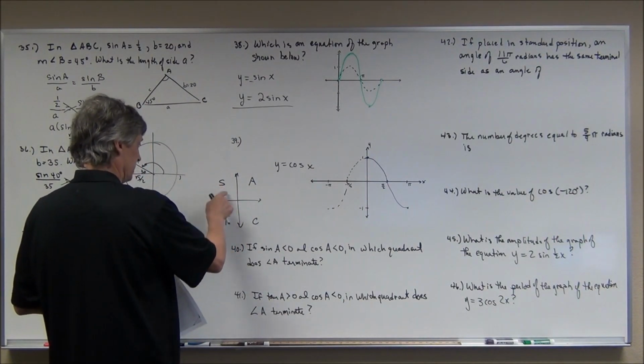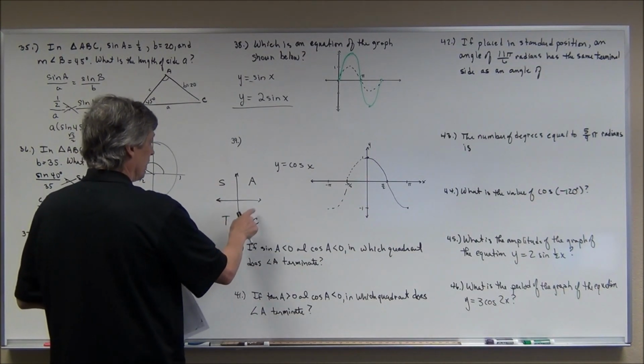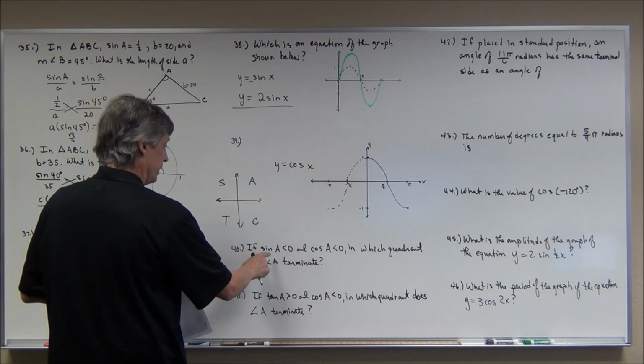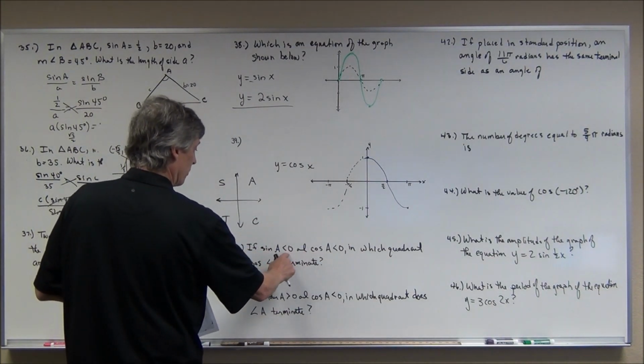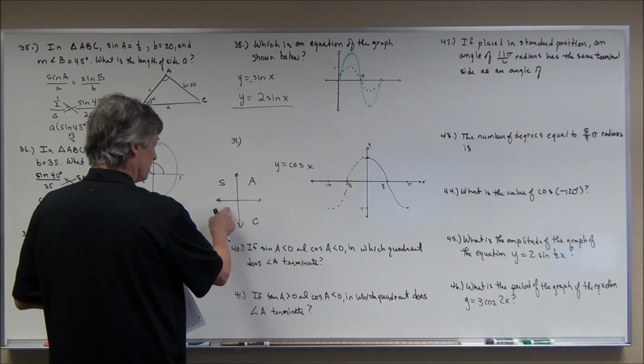Tangent's positive in the second here. Tangent's positive in the third, but sine and cosine are both negative. Cosine's positive in the fourth, but sine and tangent are both negative. And it says here that the sine and the cosine are both less than 0 for this angle. So it's a third quadrant angle because they're both negative here.